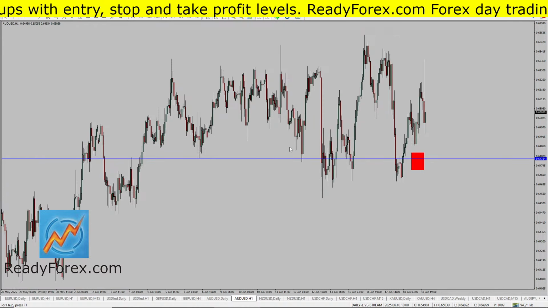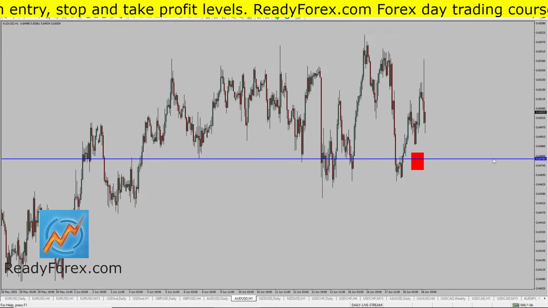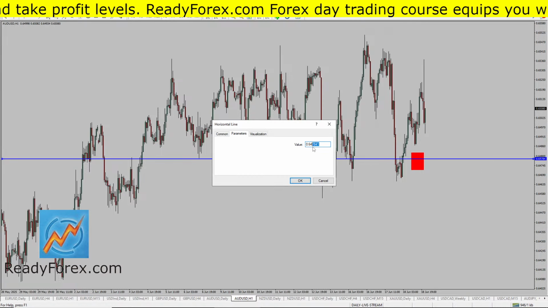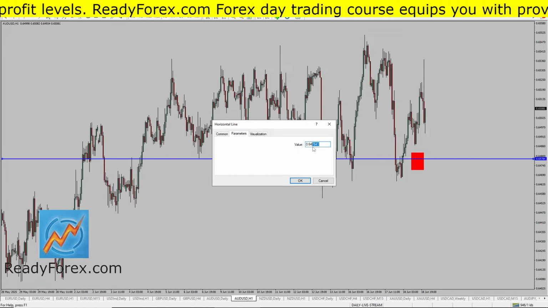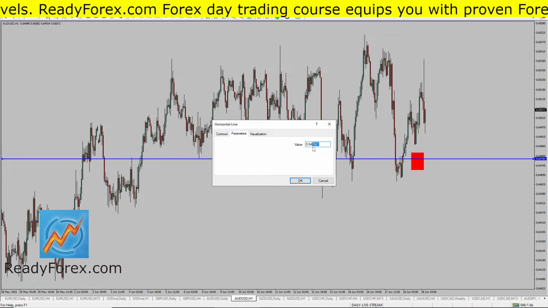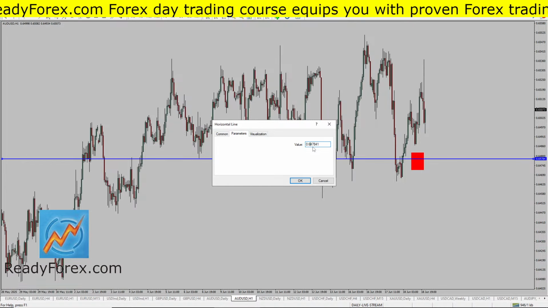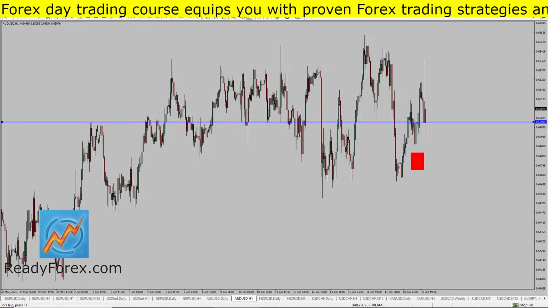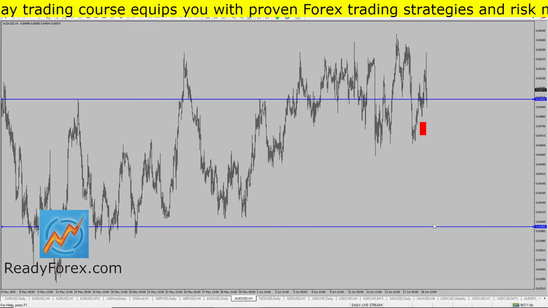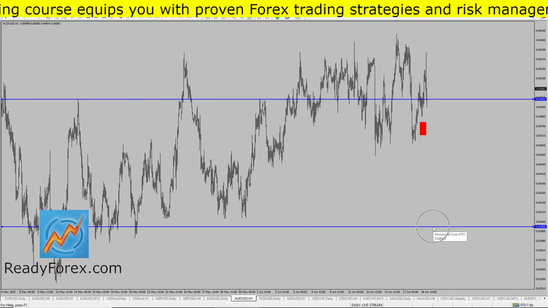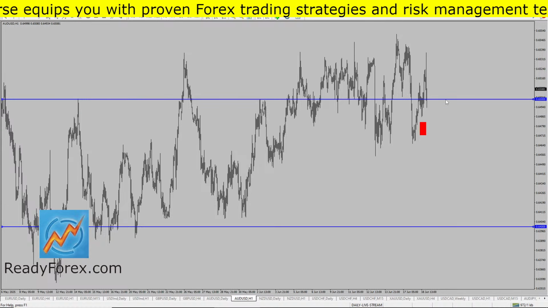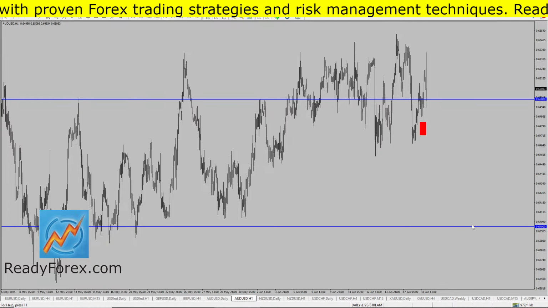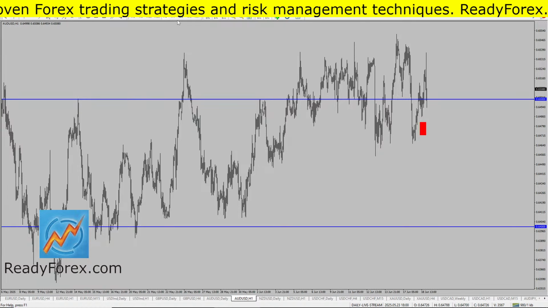0.6400, and then we have another one, 0.6500. These are the round numbers that we have. So down over here we have 0.6400, and right up there we have 0.6500. These are the two round numbers that I see at this point in time.